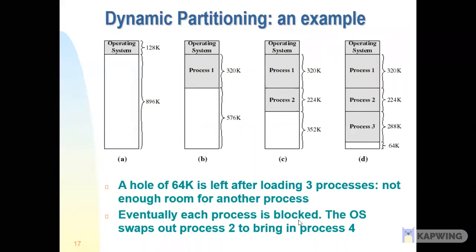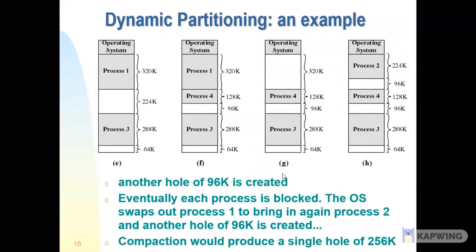Eventually, each process is blocked. So swap out process 2 to bring in process 4. Here 64 KB is not enough. So what do we have to do here? If you want another process to enter, then it will swap. Process P2 will be swapped out and process P4 will be swapped in. That is called swapping.